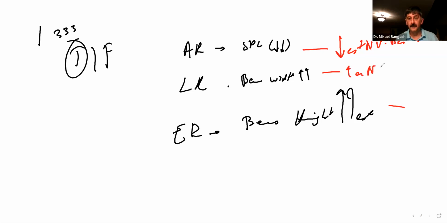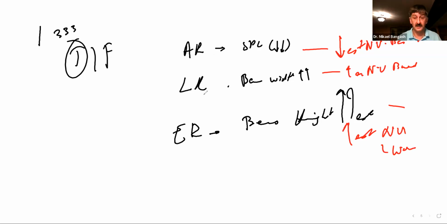The greater the numerical value, the worse the resolution. So comparing these three resolutions, axial resolution is always going to be the best, lateral a little bit poorer than that, and elevation is going to be the worst. Here they mean just comparing these two.